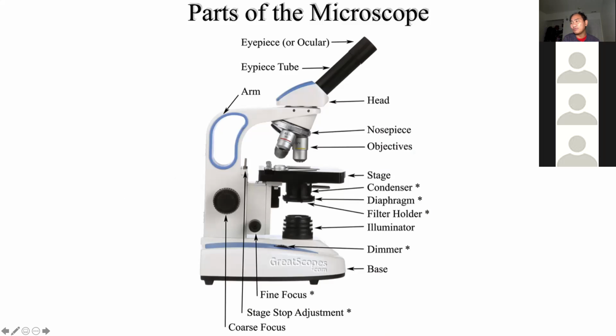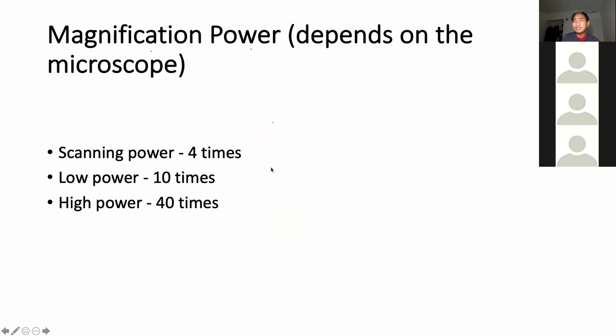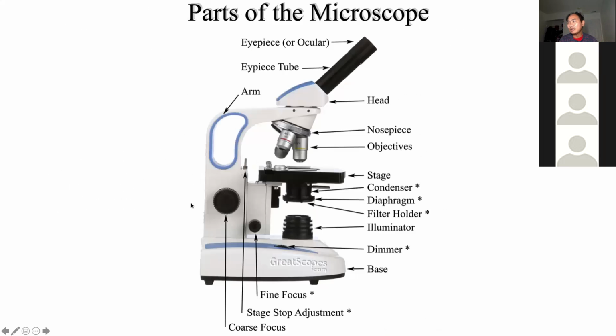Usually, if you look at it, we have 1, 2, 3 objective lenses, and that's the basic. The scanning power lens is 4 times, so it will magnify what you are seeing 4 times. Low power magnifies 10 times, and high power magnifies 40 times. On top of that, our eyepiece has a power of 10.